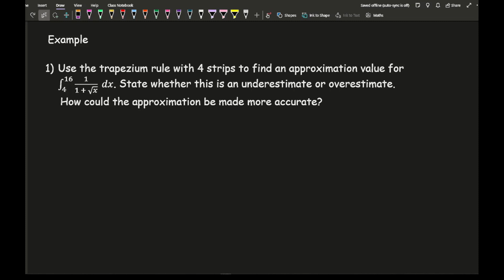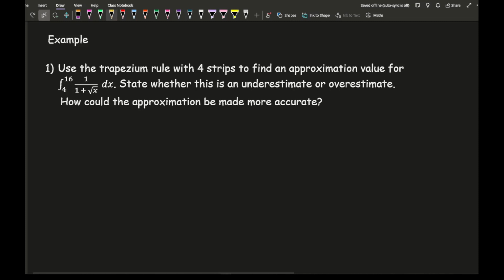So here we've got 3 questions all rolled into one, and you will find that when you're practicing these questions, they are written extremely similarly. They'll tell you to use the trapezium rule, they'll tell you how many trapeziums, how many strips or ordinates to use, and they will give you the formula. Then in this question, it's asking whether it's an overestimate or underestimate, which usually tends to be a part C and only worth 1 mark. And then also another 1 mark question, which is how could the approximation be made more accurate.